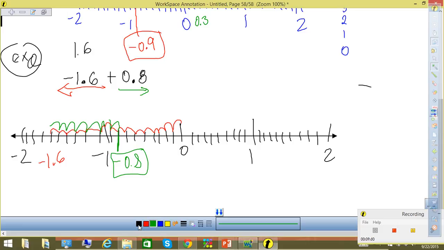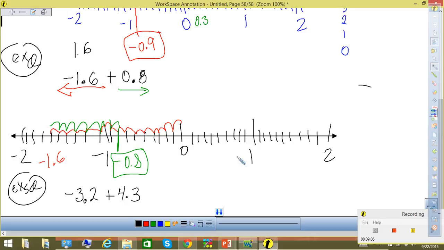Okay. So let me ask you a question. Don't copy this one, but look up to the screen. No copien este, pero déjenles hago una pregunta. Example super Q. What if I gave you something like this? Negative 3.2 plus 4.3.